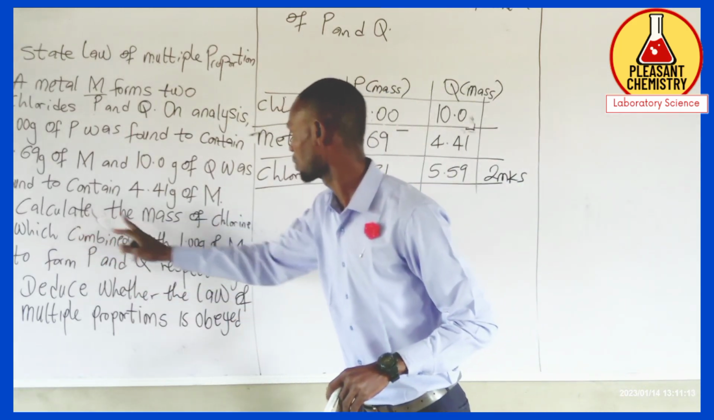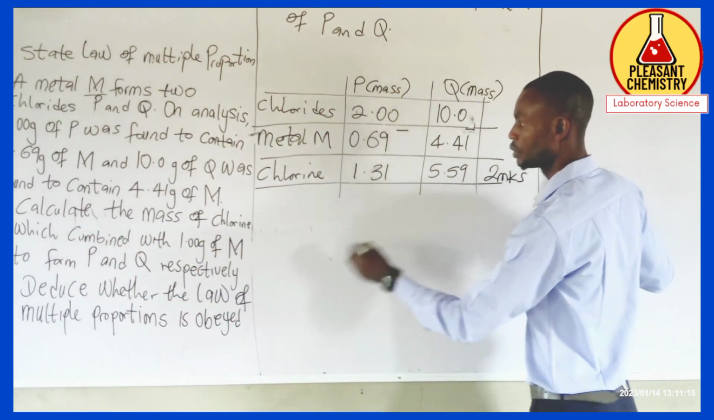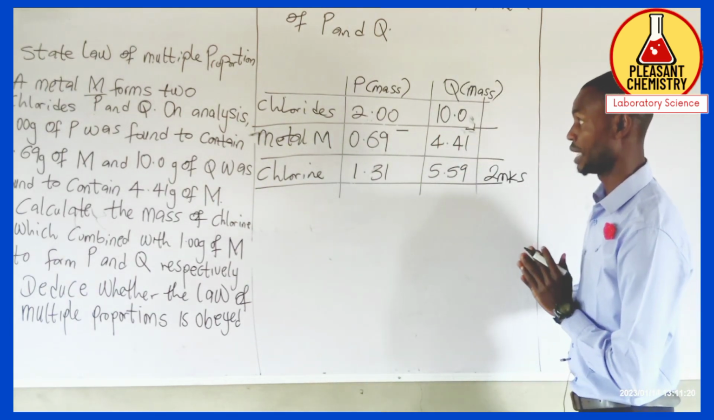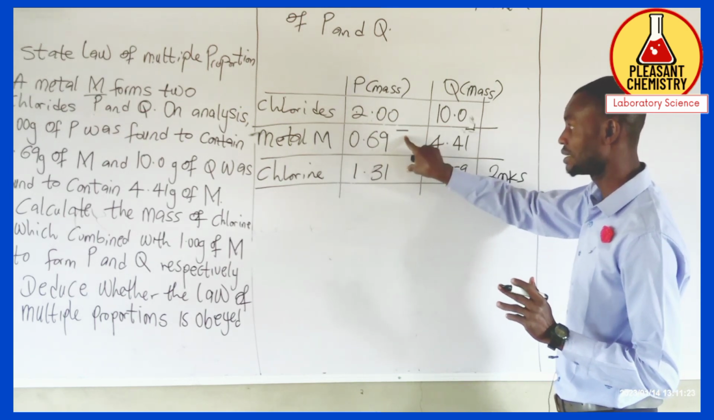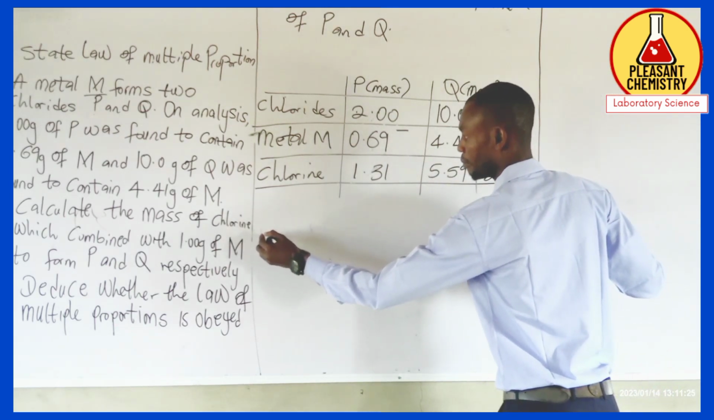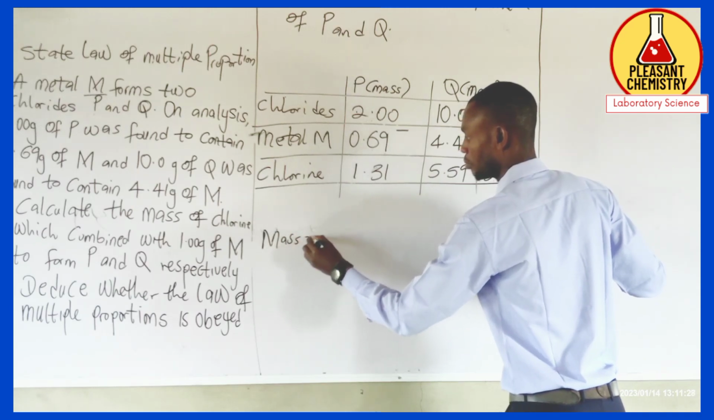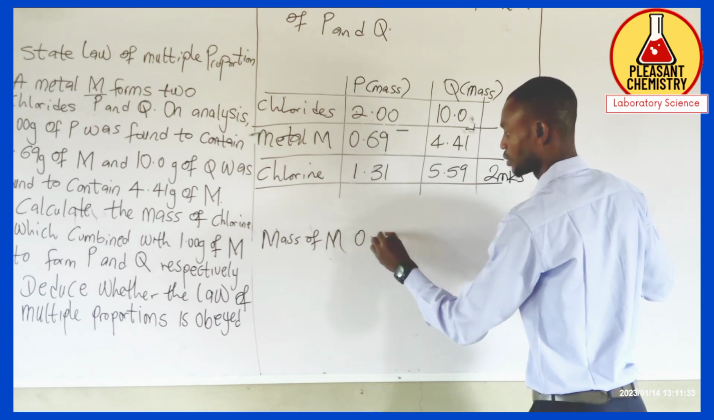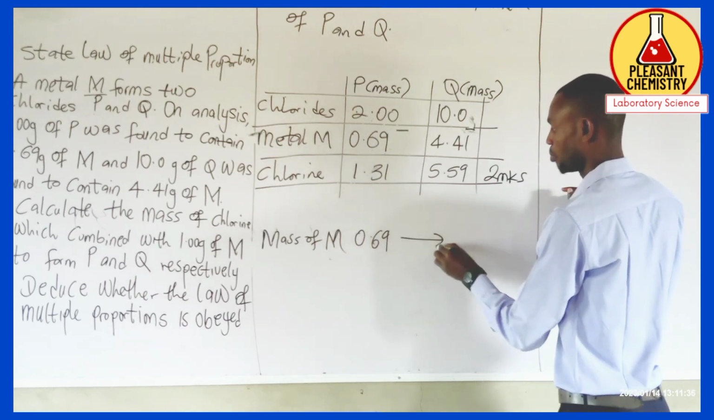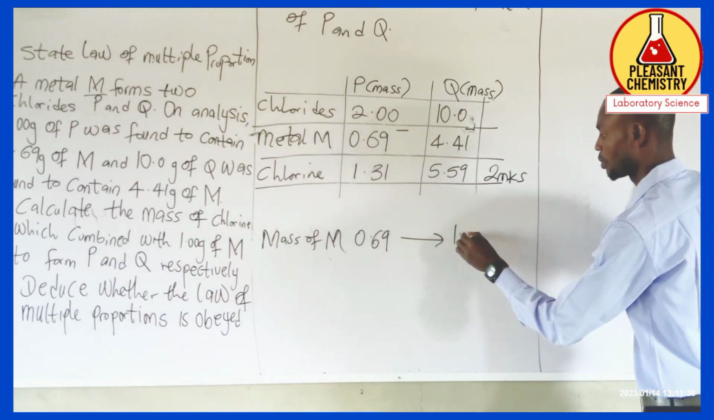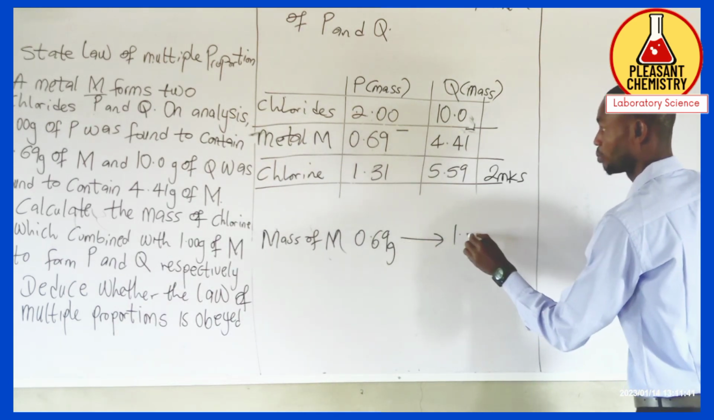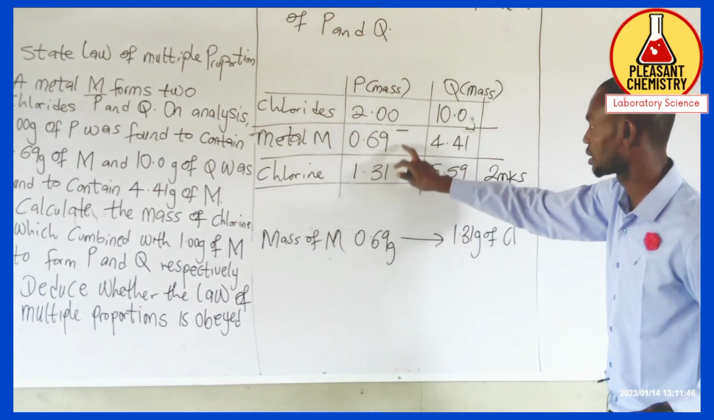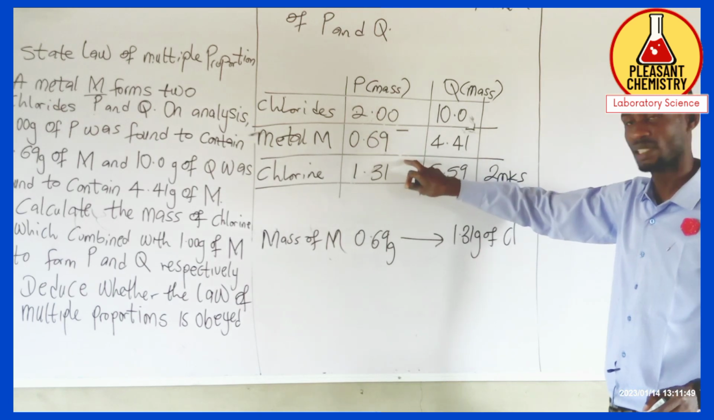The question is asking us to calculate the mass of chlorine which combined with 1.0 gram of N. But then, from the analysis, let's see, mass of metal N is what? 0.69, which combined with what? 1.31 gram of what? Of chlorine. That is the interpretation of this table.